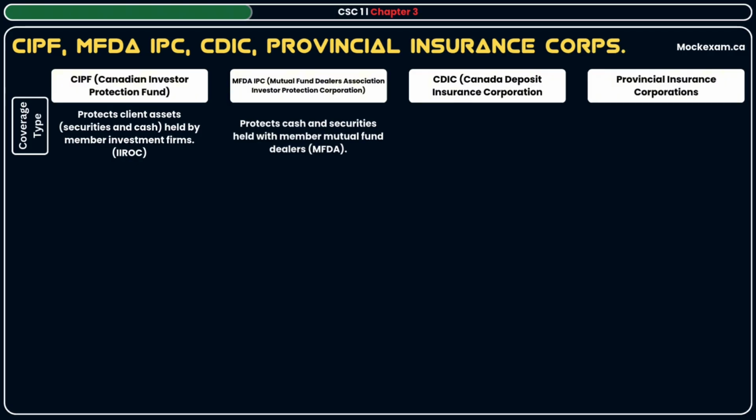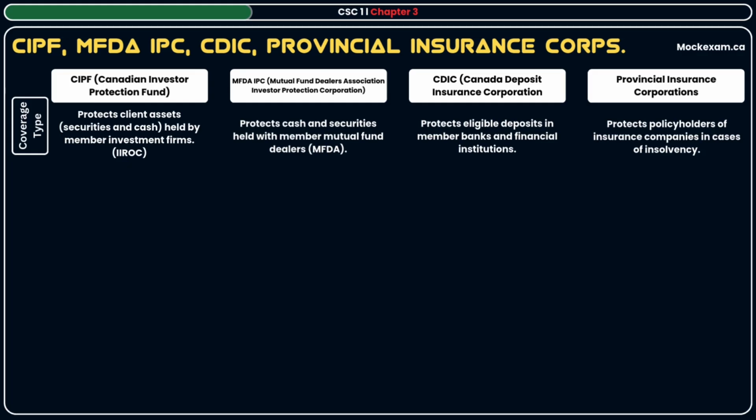Then CDIC protects eligible deposits in member banks and financial institutions. So it's for banks, any federally regulated banks. Your money is safe if that bank goes broke. Then we have provincial insurance corporations. These corporations protect policyholders of insurance companies in case of the insolvency of that insurance company. Let's get to the second factor, which is coverage limit.